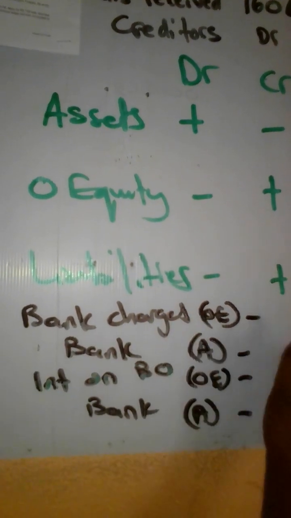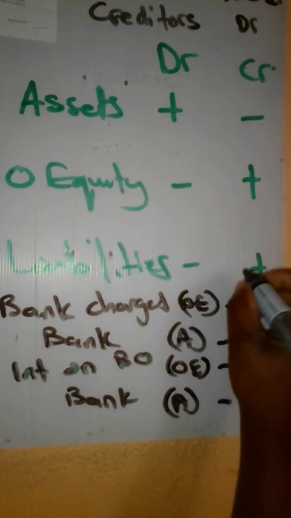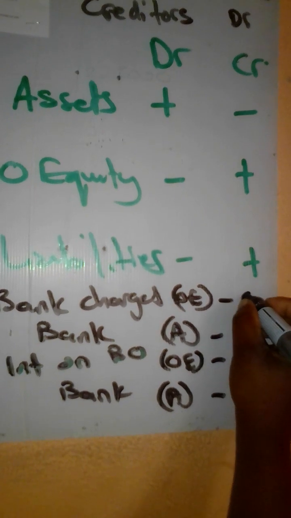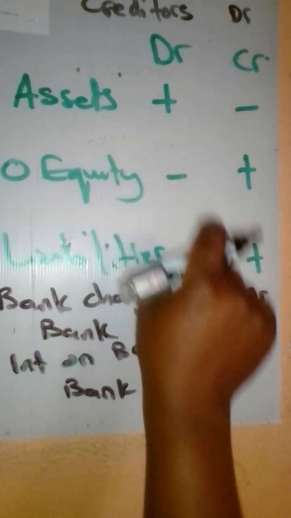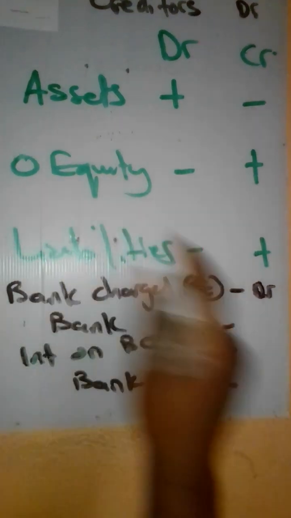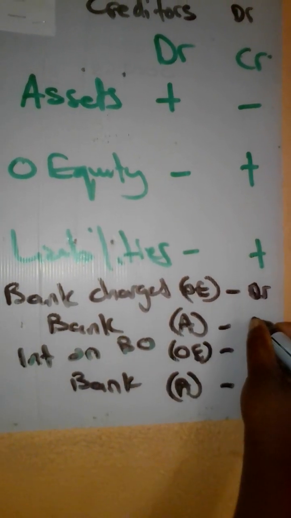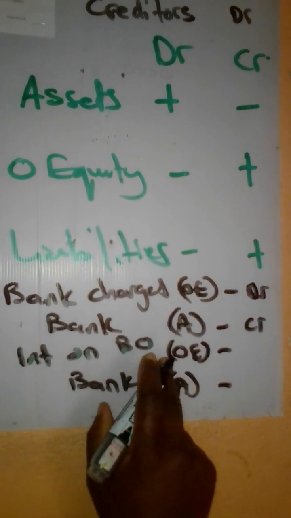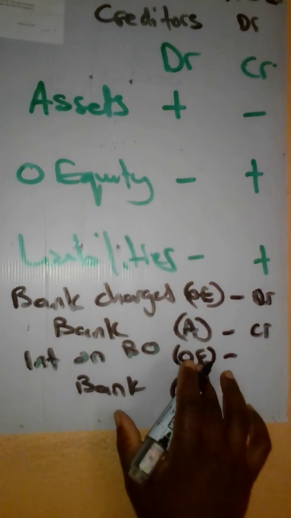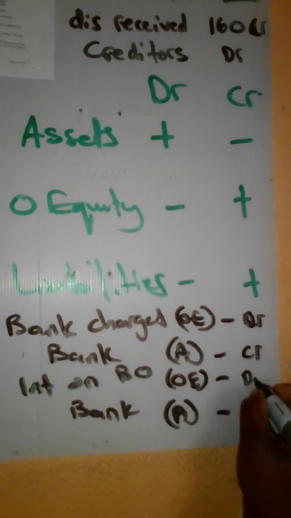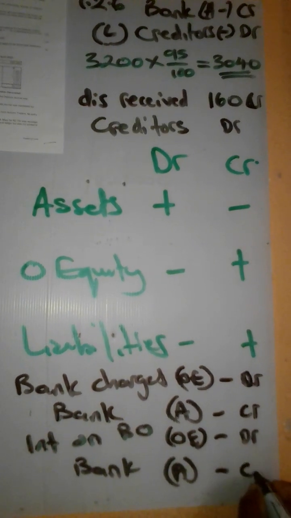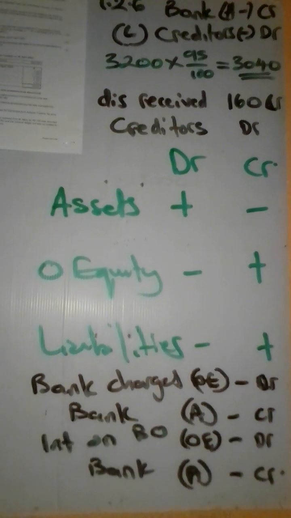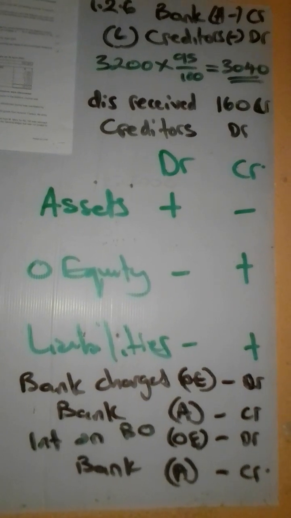So if bank is decreasing, what do we do? The bank charges we are going to debit, because owner's equity is debited whenever there's an expense, whenever it's decreasing. And bank, when it's decreasing, we credit. Interest on bank overdraft is an expense, it also decreases owner's equity. Anything that decreases owner's equity, we debit, and bank is decreasing, we credit. That is the double entry there. I hope you have fully understood that.